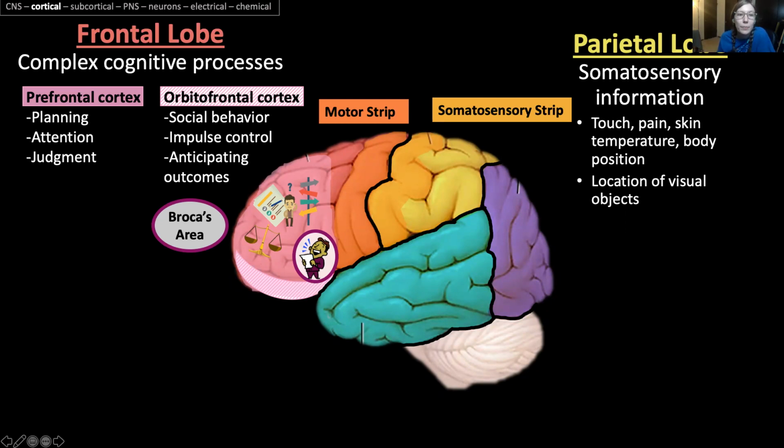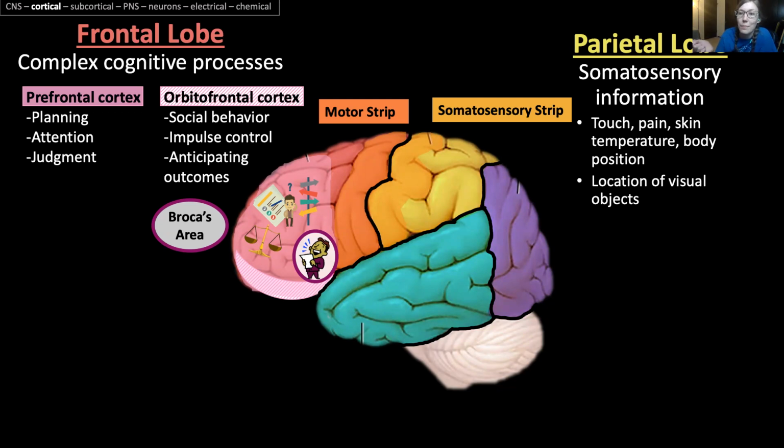So we just talked about this orange strip called the motor strip in the front. I told you there's a matching stripe in the back. This stripe is called the somatosensory strip. Just like how the motor strip has parts of the cortex for each of your body parts that control the body parts' movements, the somatosensory strip also has parts of cortex for each of your body parts, except this time it contains the sensations felt by that body part.